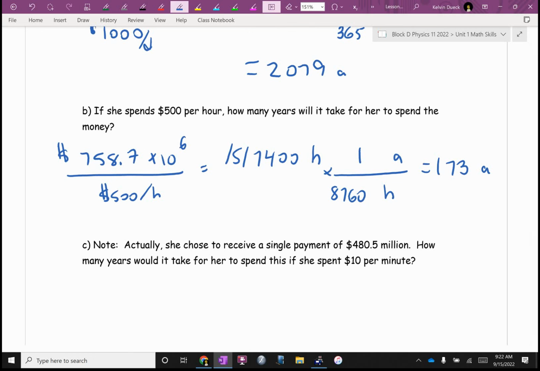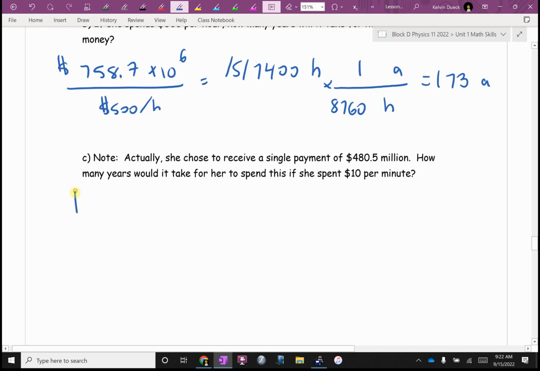So, okay, what if she spends $10 every minute? Can she spend the money in her lifetime? Well, let's write down what they gave me. This time it's 480.5 times 10 to the 6th. And I'm going to divide it by $10 per minute, because that's going to tell me how many minutes.